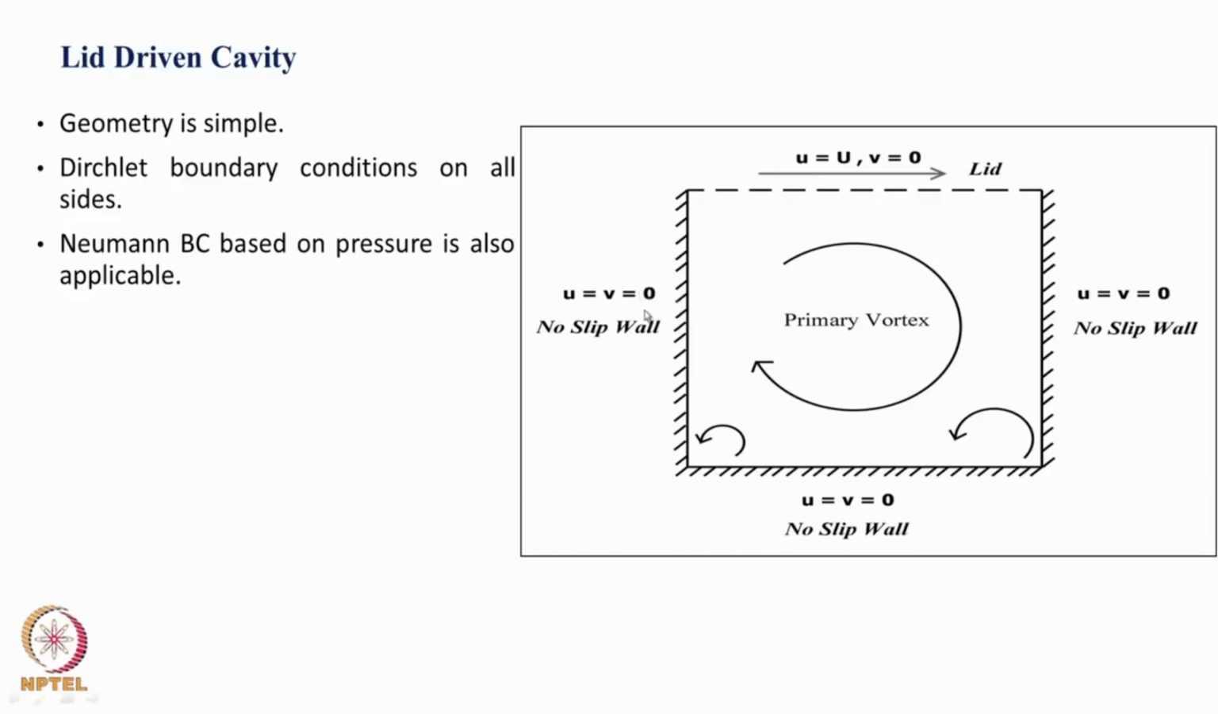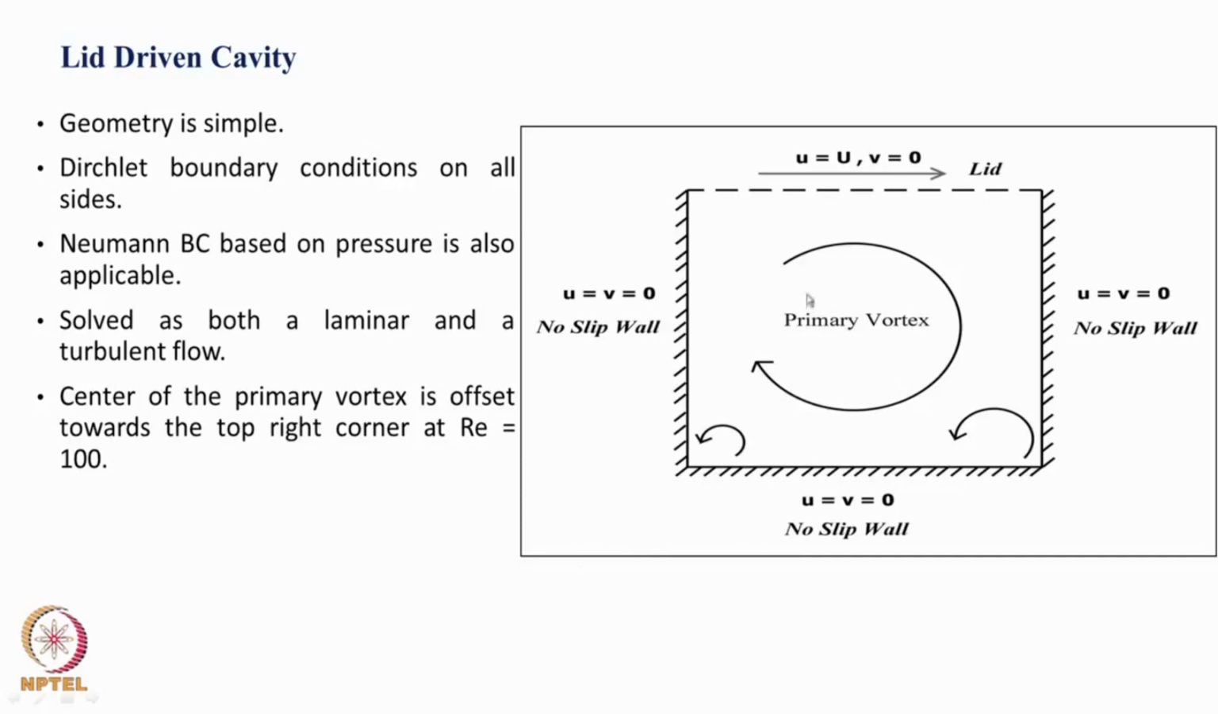So, in this figure the Dirichlet boundary condition is in terms of velocity, as you can see here u equal to 0, v equal to 0 on all the 3 sides of the wall. Then on the top you have a velocity driving condition u is equal to U and v is equal to 0. It is also possible to prescribe Neumann type of boundary condition for pressure. Depending on the Reynolds number, it may be a laminar flow or turbulent flow.